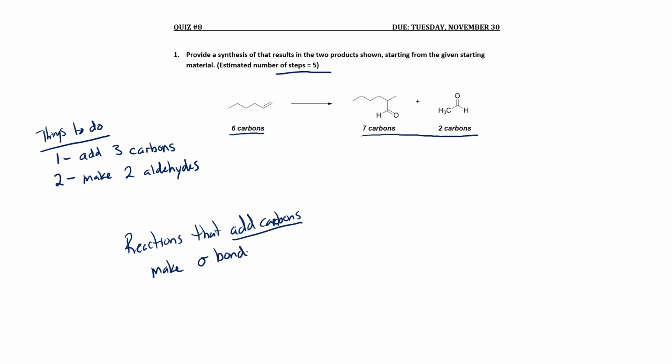All right, so making sigma bonds, we have a couple of ways that we do that. One is addition reactions, but the most common way that we make sigma bonds is through substitution reactions. And so as soon as I see that I'm adding carbons to a structure, making a sigma bond to do that, I start to think about, is this going to be an SN1 or SN2 process, right? SN1 or SN2. And the nice thing is that in both cases, the thing that I need to have for a substitution reaction is I need a nucleophile and I need a leaving group.